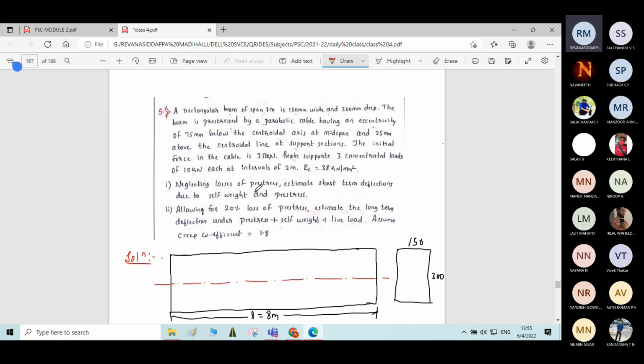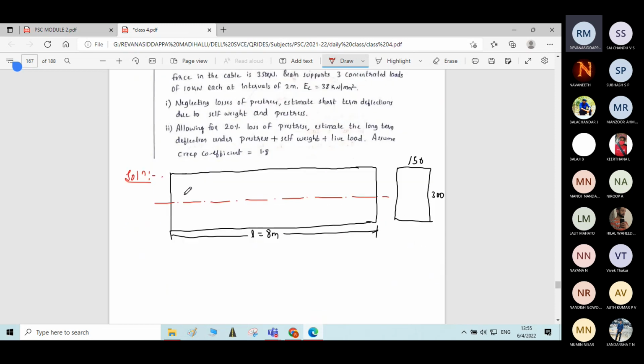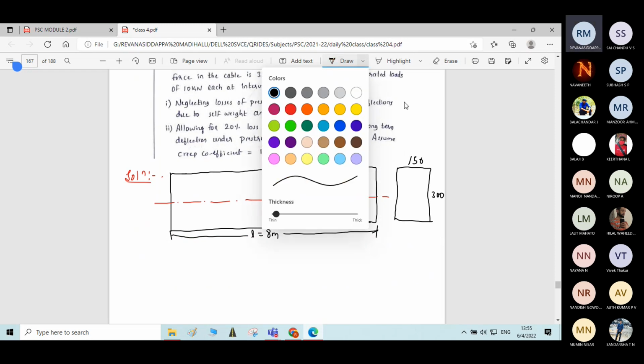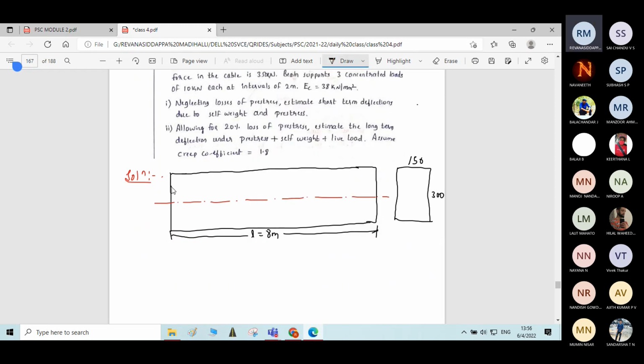What it says is it is having 75 mm below the central axis at midspan eccentricity and 25 mm above the central axis at support sections. And it's a parabolic cable. Okay, you write the cable profile accordingly as per the given problem. Here, eccentricity is 75 mm at midspan below the central axis. At support, the eccentricity is 25 mm above the central axis.